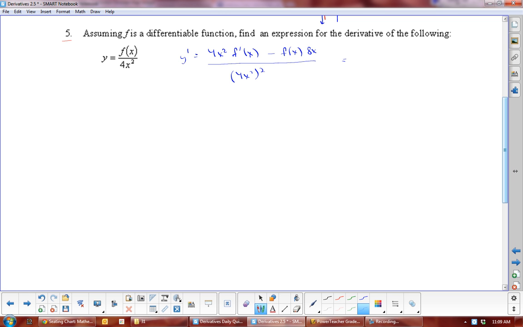You can take out a 4x from the top, right? Leaving you with x, f prime x, minus 2 f of x. Oops, not f prime, f of x. And that's going to be over 16x to the 4.